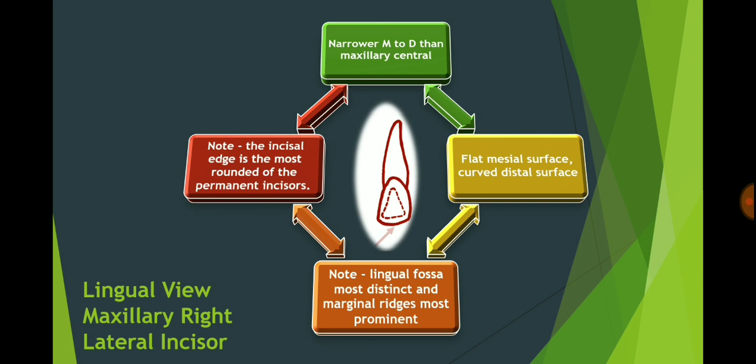Most incisor edges are kind of straight and horizontal, and when you come to the canine, the incisor edge is going to be pointed. But when you come to the maxillary lateral incisors, the incisor edge is almost rounded. Keep that in mind. And the lingual fossa of the maxillary lateral incisor is most distinct, as we mentioned before, with more prominent marginal ridges.